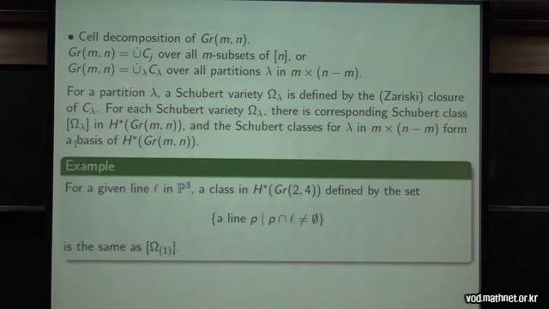Here's one example. This is a variety, or manifold, we are interested in. It is a subset of the Grassmannian (2,4), where we collect all lines P such that P intersect L is non-zero. So we fix L, and we collect all lines that intersect L in some point. It turns out that's a Schubert variety with just one box.